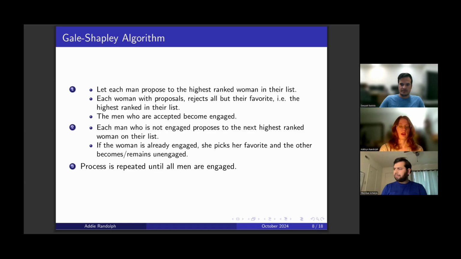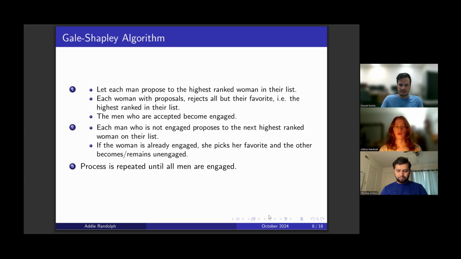So how it works is we have our n men and women, and they each have their preferences. So we start off with each man going to the woman they like the most on their list, and they propose to that woman. It doesn't matter if some men have the same woman on the top of their list. They could all be the same woman. They each go to that woman and they propose to her. Now, each time a woman gets proposed to, she rejects everyone except her favorite one. So the one who's highest on her list, that's the one that she becomes engaged with.